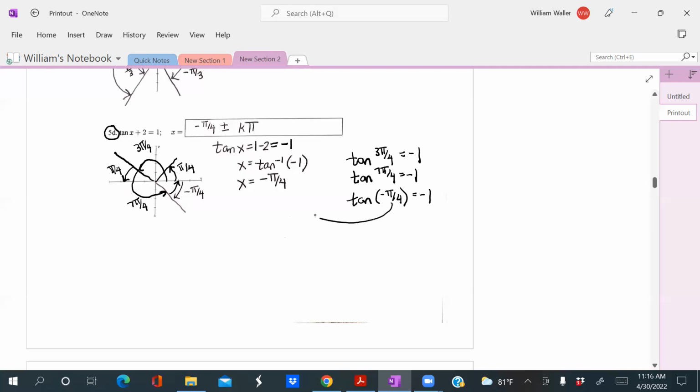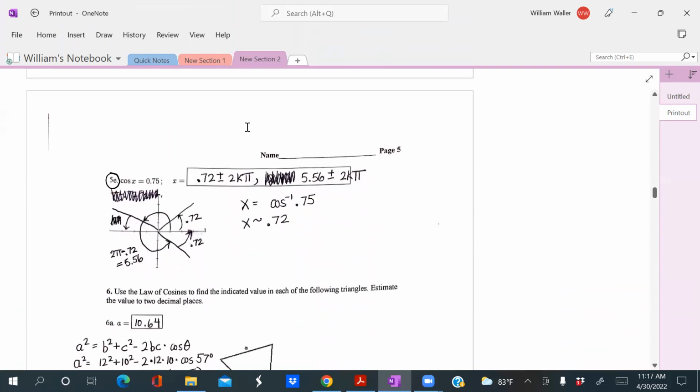So the correct value here for x is minus pi over 4. Not 3 pi over 4, not 7 pi over 4, but instead it's minus pi over 4, because when you apply the inverse tangent function, you have to get an angle between minus pi over 2 and positive pi over 2, and minus pi over 4 is in that correct range. Now you're really done, right? You just take the minus pi over 4 and then you add on multiples of pi, not multiples of 2 pi, just multiples of pi, because the period of the tangent function is pi.